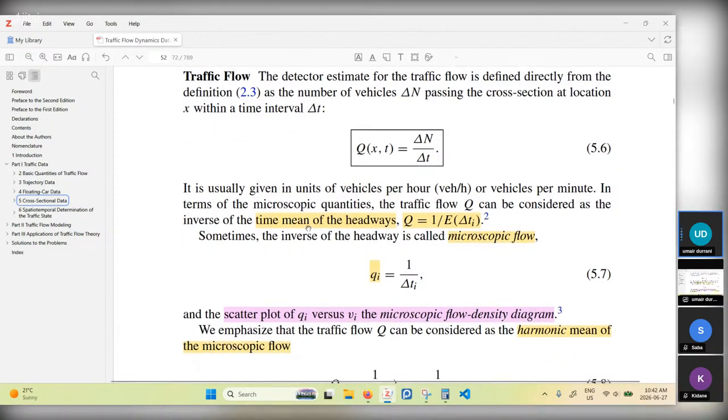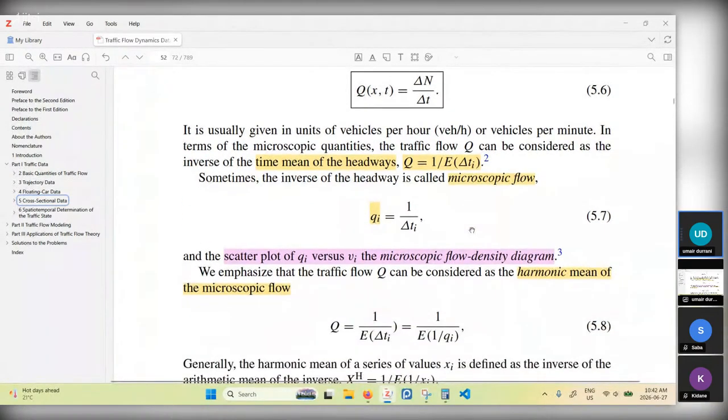It is also equal to 1 divided by the average of the time headways. So we observe multiple vehicles and we observe their time headways. We have already discussed what time headways are. If we take the expected value of those time headways, and by expected value we mean the average of the time headways, and then we take a reciprocal of that, that will also give us the traffic flow.